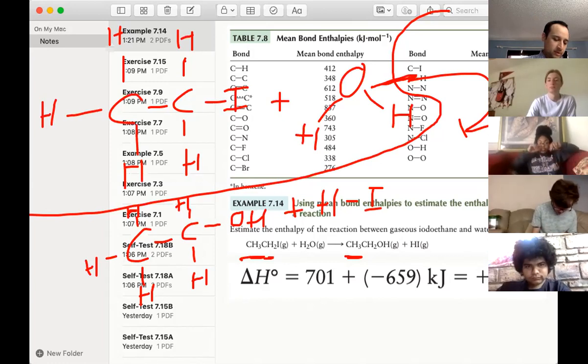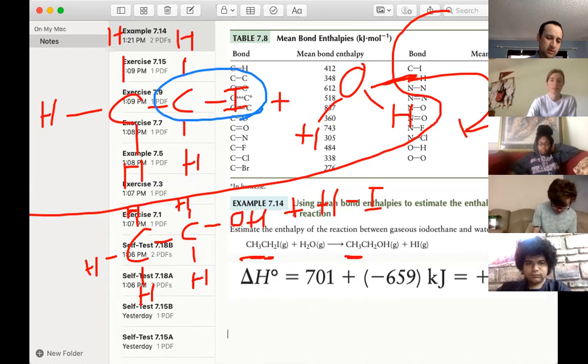Oh, I want a pen there. Okay, this carbon iodine bond has gone away. That bond has broken, and it took energy to break that bond. That's the scoop. So we had to break that bond.